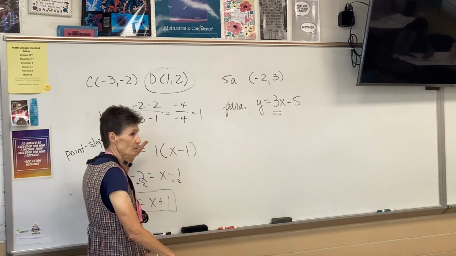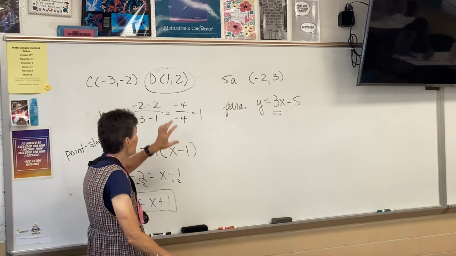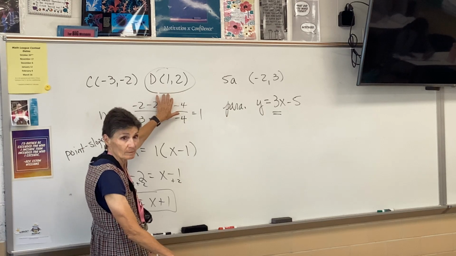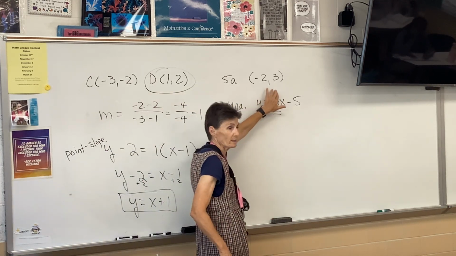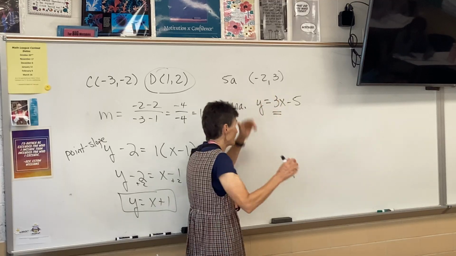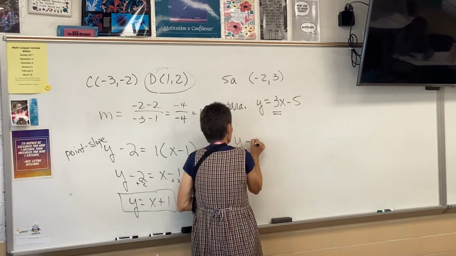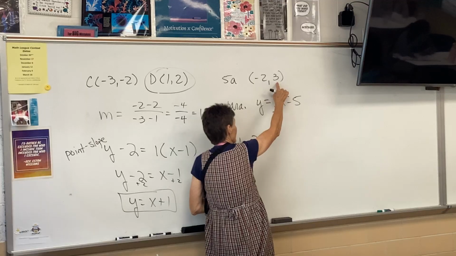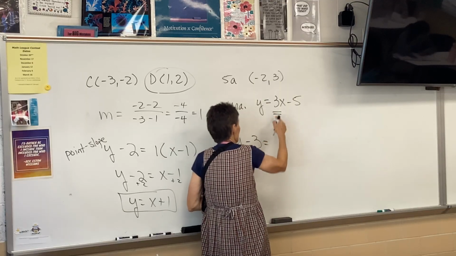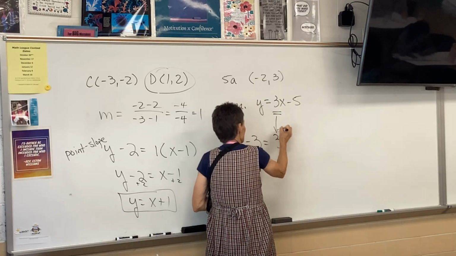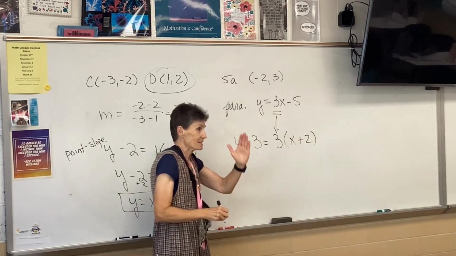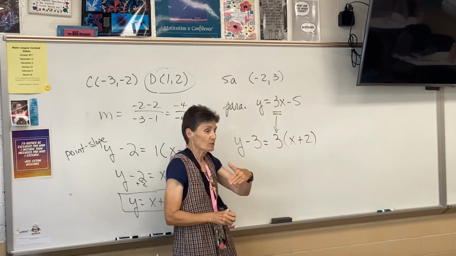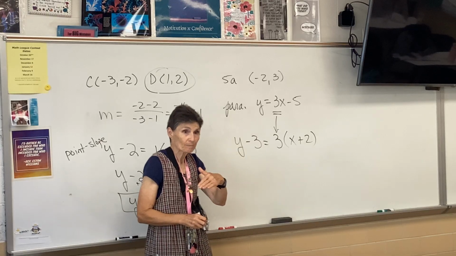Alright, so think about what you did over here. You found the slope. Then you picked a point, right? And you had a choice. Here, you don't have a choice. There's your point. So here we go. Y minus 3, that's that 3 right there, equals this 3, times x minus negative 2, which turns into x plus 2.